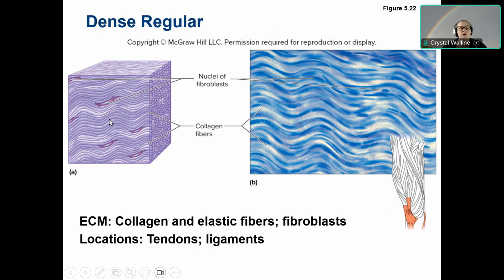Note in this little cartoon here, most of the tissue is made up of our extracellular matrix protein fibers, and there are very, very few cells in the actual tissue. The cells are a little bit harder to see in this particular histology image.